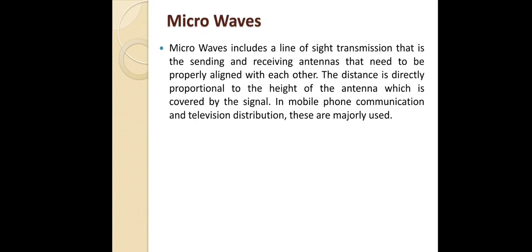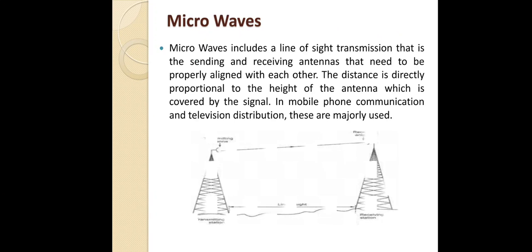Now, the second type of unguided, or rather wireless, medium is the microwaves. Microwaves involve line of sight transmission, that is, the sending and receiving antennas need to be properly aligned with each other. As shown in the diagram, they are properly aligned. The distance covered by the signal is directly proportional to the height of the antenna. In mobile communication and television distribution, these are majorly used.